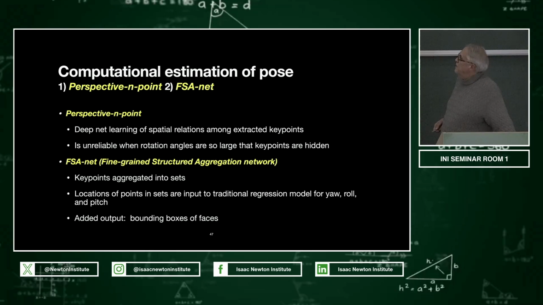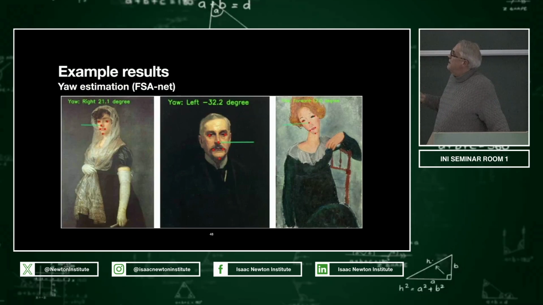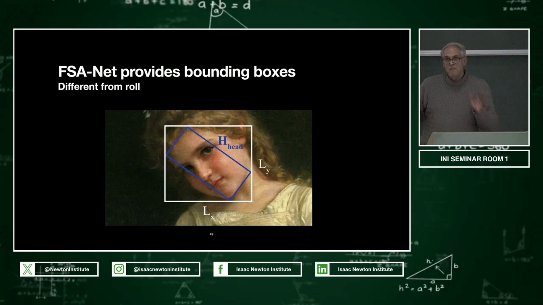I won't go through the deep networks that we used, perspective-n-point and the fine-grained structured aggregation network. If there are AI people here who want details, please ask me at the end. But we can now apply this to paintings and get yaw estimations, even on paintings like Modigliani and so forth. And we can also get bounding boxes, which we used for another study.